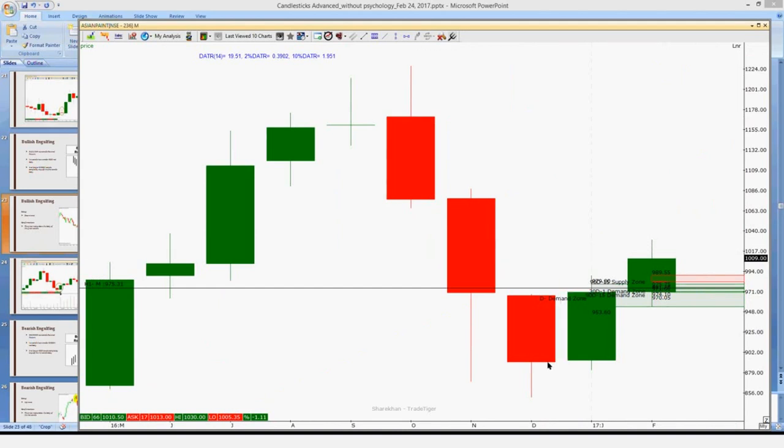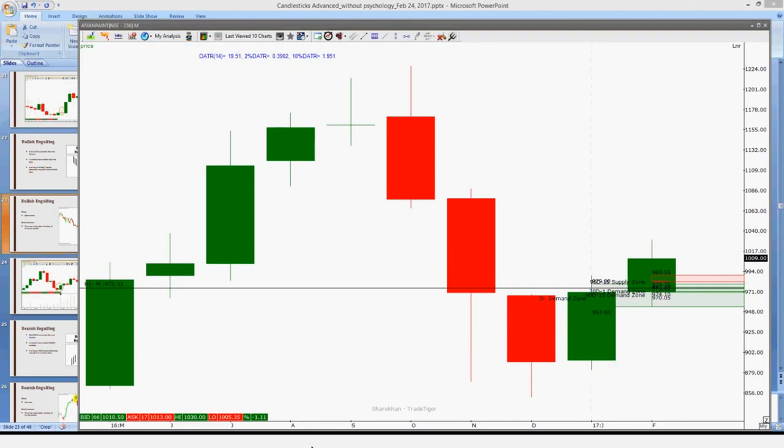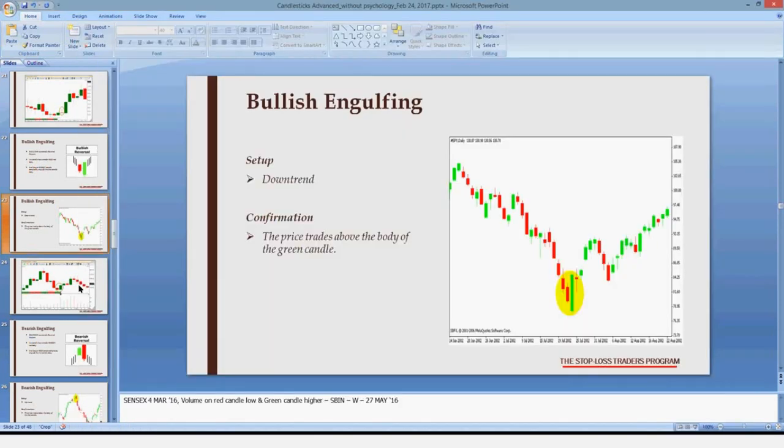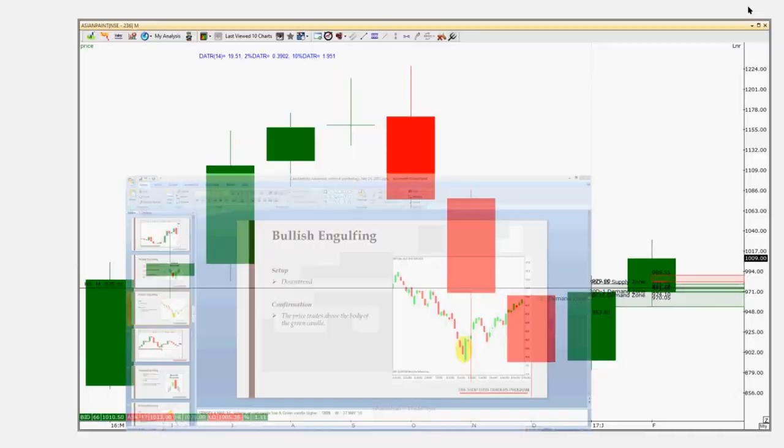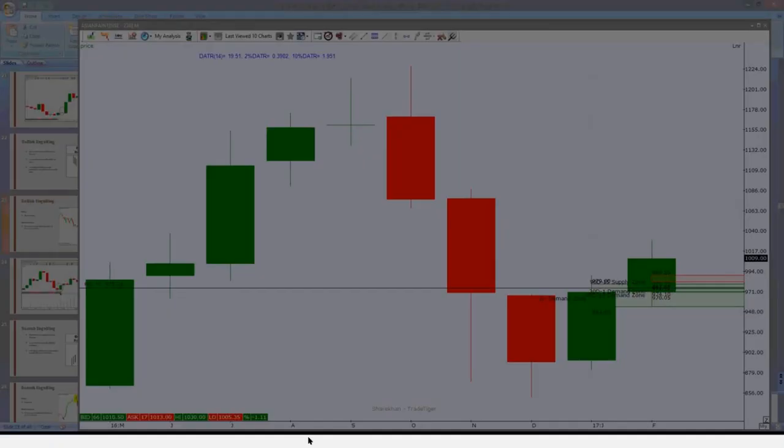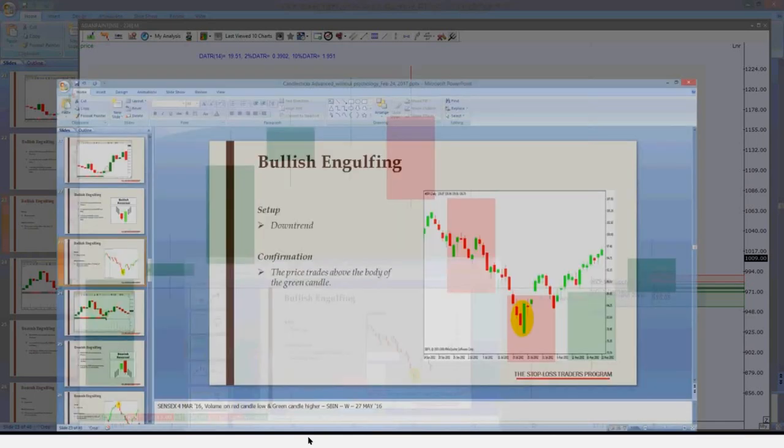Okay, and can you see this? The close of this candle was 891. The next candle open was 893, 2 rupees above that. Basically, that is a pro gap. Have we covered gaps with you? Yes, we have. So pro gap happened here.